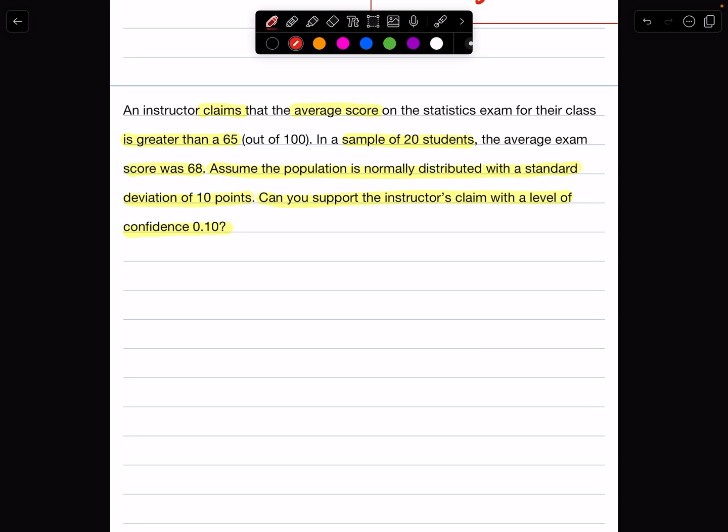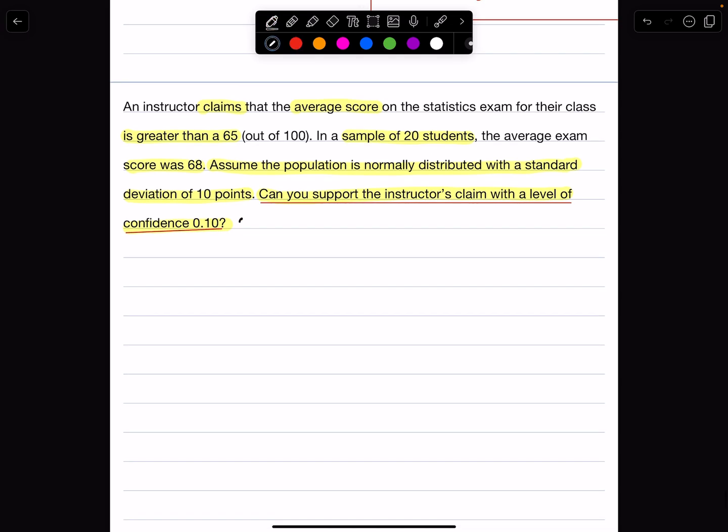What's the question here? The question is, can I support the instructor's claim? So what do we need to test? We need to test the instructor's claim. Well, what's the instructor's claim? Their claim is that the average, mu, is greater than 65. What else does my problem tell me? It says we look at a sample size of 20 students, so n is 20. We find that their average score was 68, so x bar is 68, and that the population standard deviation is 10 points. And now we need to perform our hypothesis test.